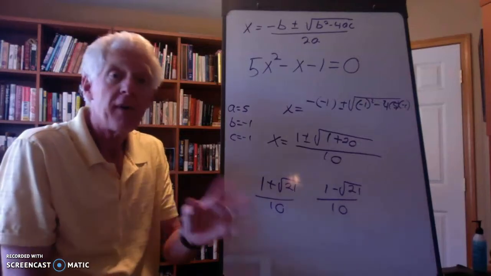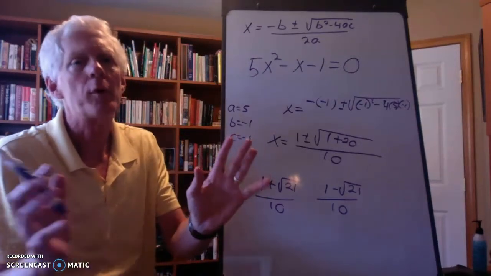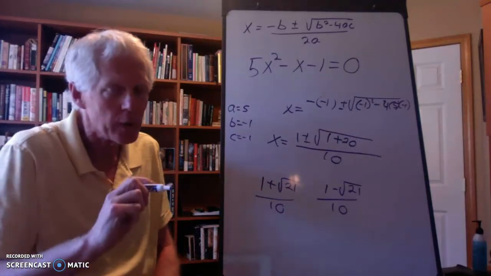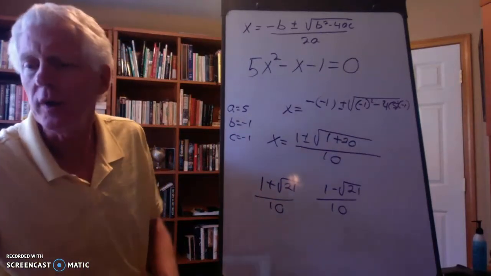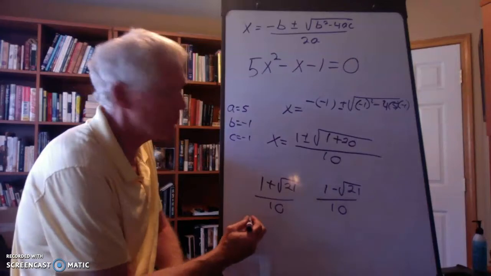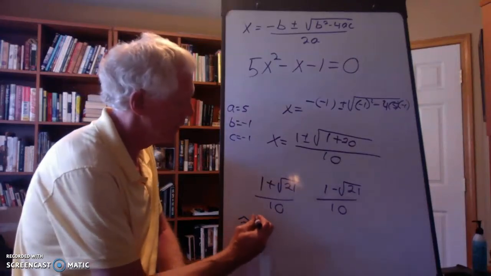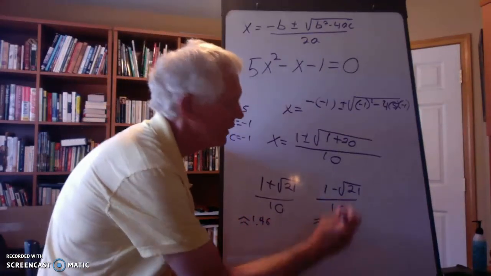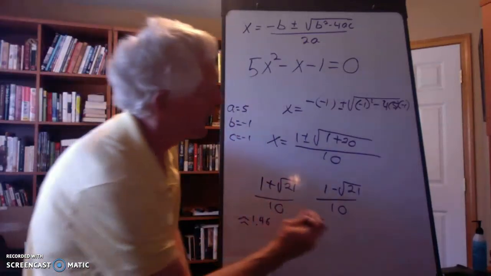Now, if you wanted to find the values, then you have permission to get into that calculator and push in 1 plus root 21 divided by 10, and you would get approximately 1.46, and for the second value, approximately 0.54.